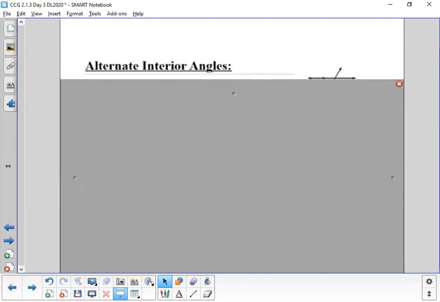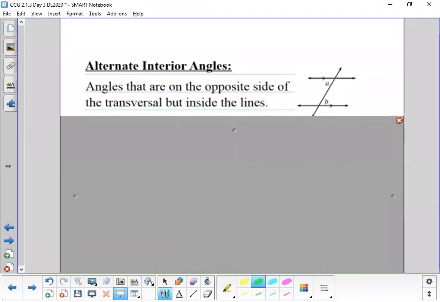So let's start with our alternate interior angles. Alternate interior angles are angles that are on the opposite side of the transversal. That's why they are called alternate, because alternate means opposite side. And they are interior because they are inside the lines. So if I look at this diagram, A and B would be alternate interior angles. So make sure you copy this diagram down on your notes as well, including the markings that tell me that these two lines are parallel.